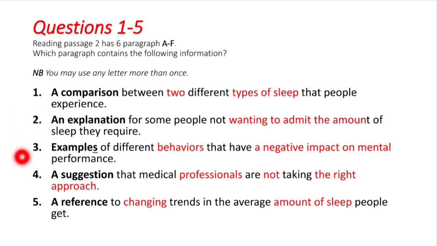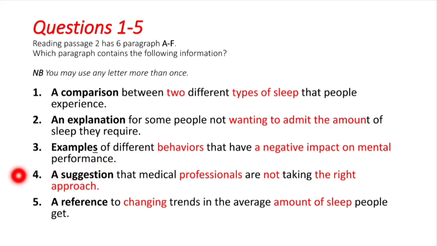And the third one, examples of different behaviors that have a negative impact on mental performance. So have a look. Examples, and examples is in plural, right? Which means you're not going to have only one example. You're going to have two or three or even more examples. And have a look. Different behaviors that have a negative effect on mental performance, right? So if they talk about a kind of action or activities, and if these activities influence mental activity in a negative way, that's going to be the answer, okay?